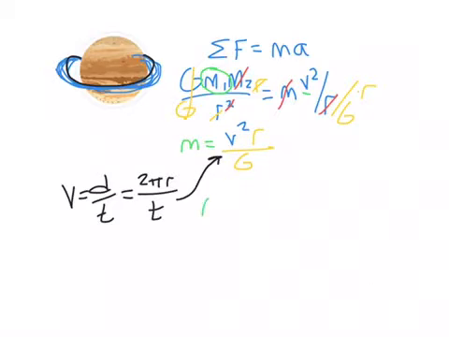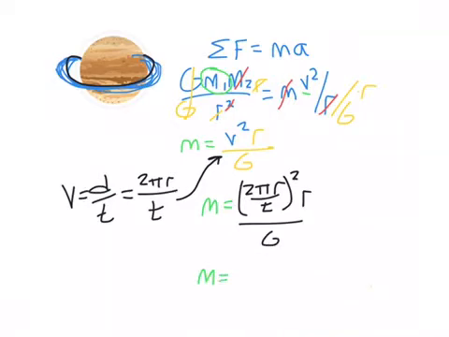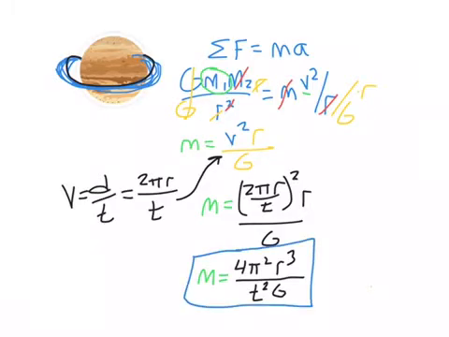So what you're going to get in this case then is m. V is 2 pi r over the time. And then that is squared times r over big G. And then if we multiply all this stuff out, we get m is 4 pi squared. And then we have r squared times another r, which is r cubed, over t squared big G. So that's actually what's going to give you the mass of the central object.